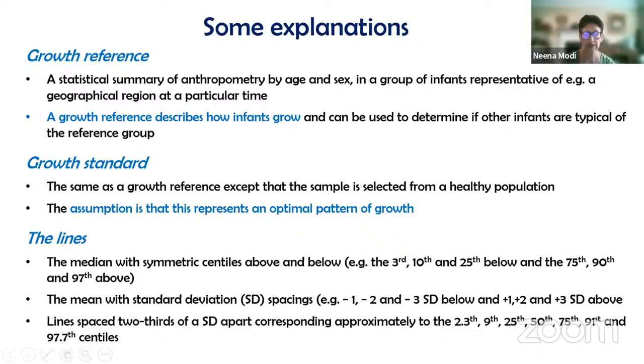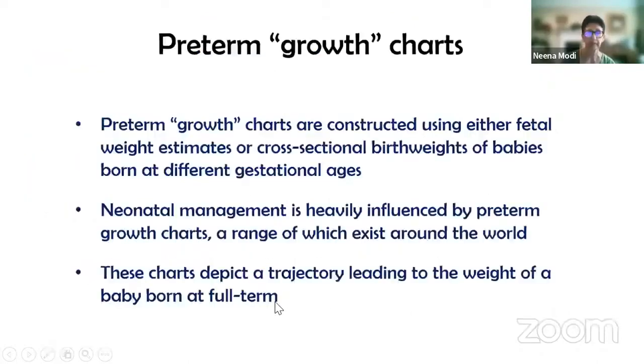And of course, you know about the lines. These are the median with symmetrical centiles above and below, either the third, 10th, 25th below it, and equivalent above, or standard deviation spacings. Now, when we use the term preterm growth charts, these are constructed using either fetal weight estimates or birth weights of babies born at different gestational ages. And that's another really important point. They are not charts which depict the longitudinal growth of preterm babies. They are constructed either using fetal weight estimates or cross-sectional birth weights. Therefore, they are really largely birth weight charts. They are not growth charts.